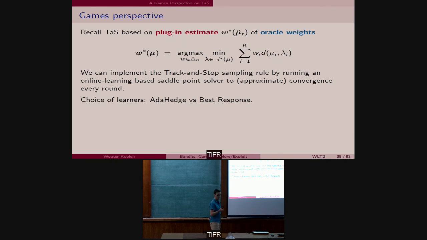Good. So I take two learners. One controls the W, one controls the lambda, and I have them interact with each other until it's approximately converged. And then I get my saddle point and I will use the W. Okay, so that's a way to compute this W star.